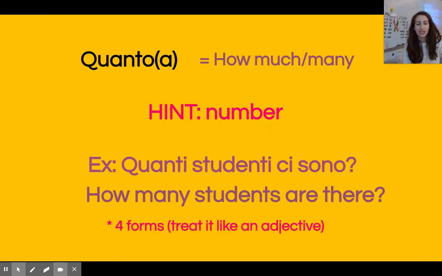Don't forget, it does change, so you treat it like an adjective. So again, if studenti here, quanti studenti. If you were talking about studentesse, female, it might be quante studentesse, female students. It does change depending on the object or noun we're talking about.